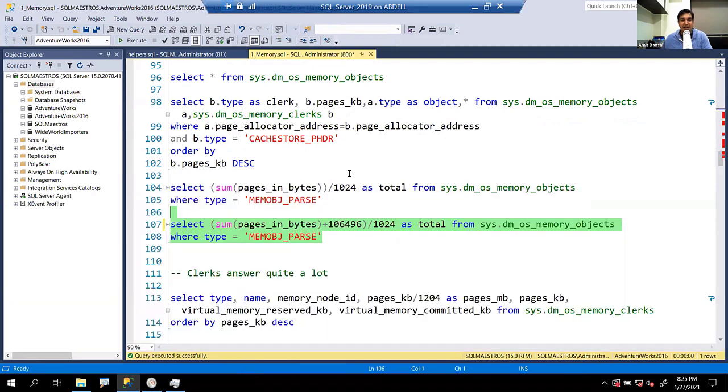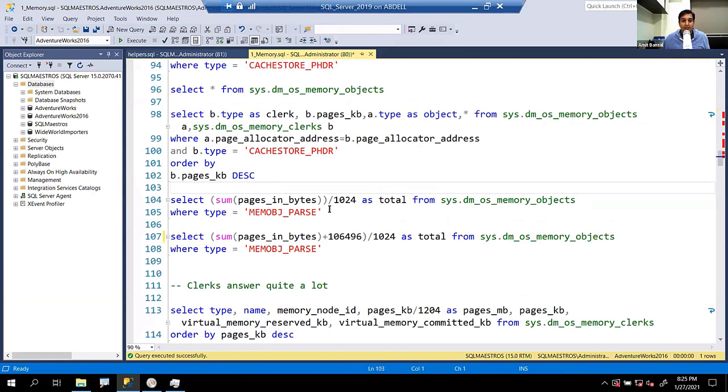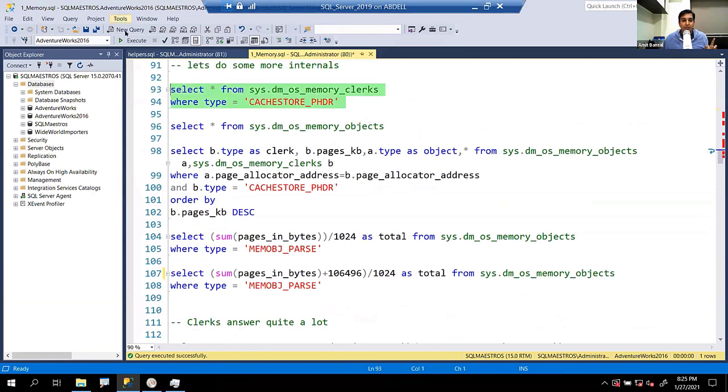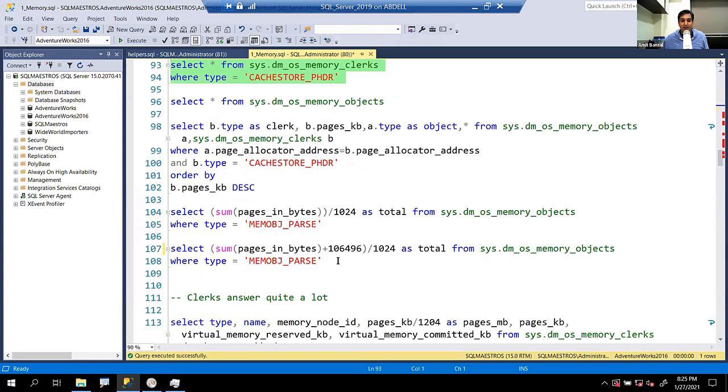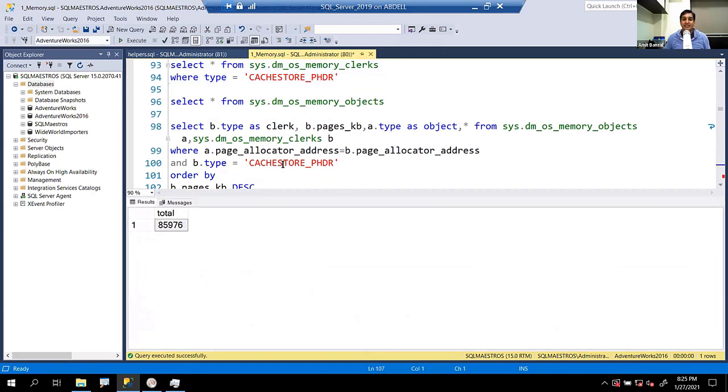So there is something that might be missing. Well, this is what we are trying to dive into: the internals of SQL Server memory. So let me just check one more time. Is my pages in bytes? Okay, that's there. It's 85976. That's correct, not 928, which means it increased a bit. And when I add this up here with all the memory objects, you get 85976.